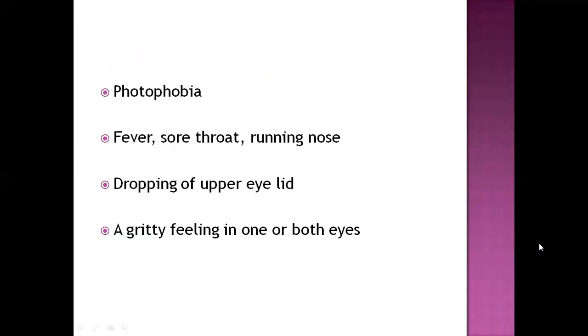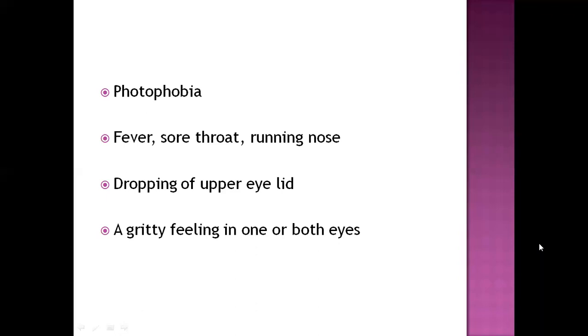Next is photophobia, that is sensitivity to light. Fever, sore throat, running nose because of the infectious organisms. They move from eye to other surrounding organs. Next is dropping of upper eyelid due to excess discharge and excess production. Eyelid becomes heavier than the normal and there is dropping of upper eyelid.